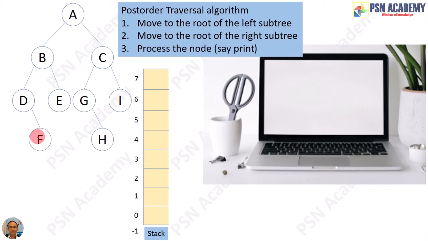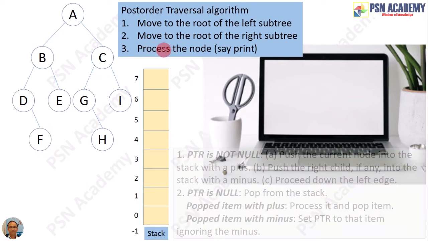In a certain situation, you will find that there is no way to move towards the leftmost path as well as towards the rightmost path. Then you process the node. So this is postorder. That means you complete the leftmost path first, then you complete the rightmost path, then when there is no other way to move towards the left or right, you process the node. So processing the node comes last.